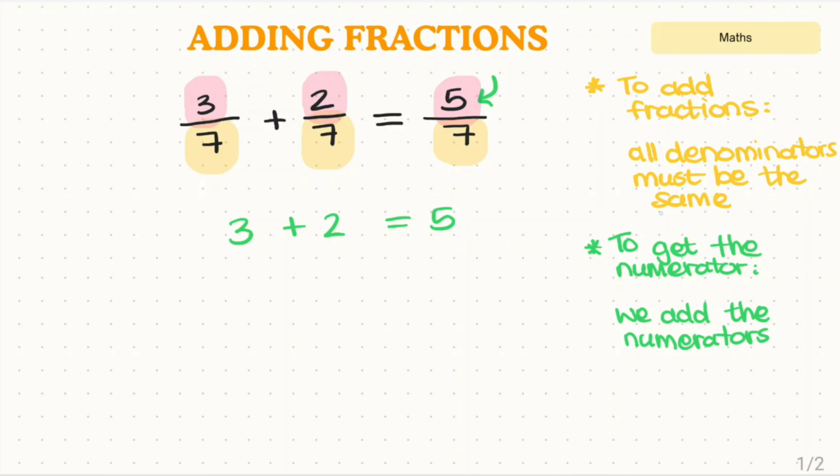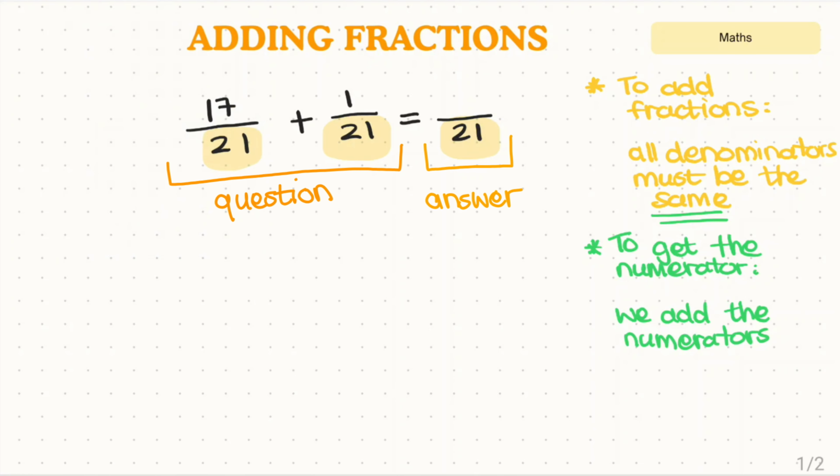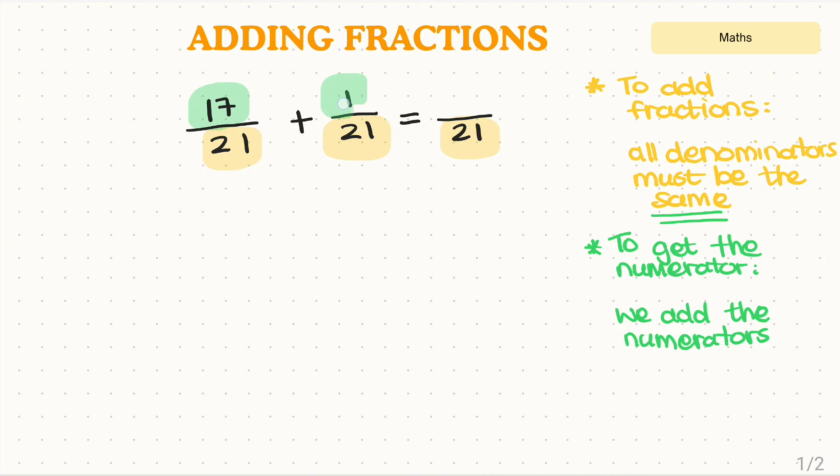Okay, let's do another example together. In this example, I have 17 over 21 plus 1 over 21. So let me check. To add the fractions, the denominators must be the same. Check. Both of them are 21. That means my denominator in my answer is also 21, because my denominator in my answer is the same as the denominator in my question. And now to get the numerator, I just have to add the numerators in my question. So what is 17 plus 1? That gives me 18. So my answer is 18 over 21. And now if we look at it without any color coding, we can see that 17 over 21 plus 1 over 21 is 18 over 21.